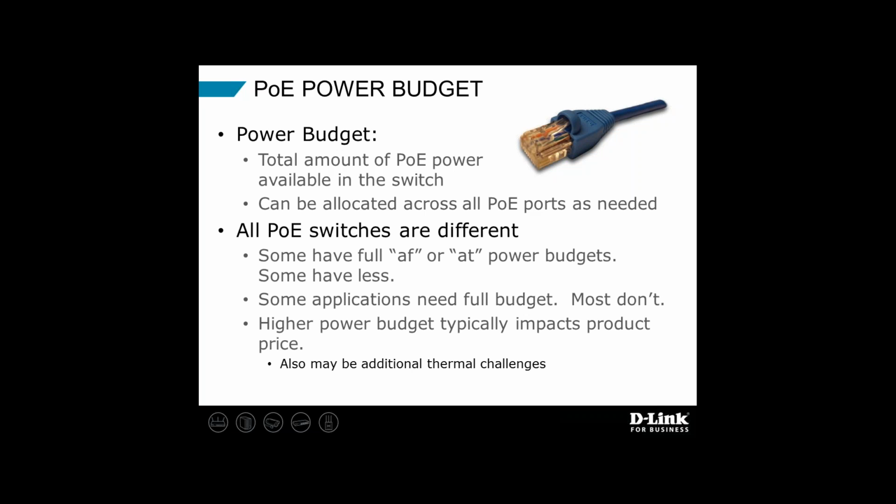Now, all PoE switches are different when it comes to power budget. Some of them actually have what would be called a full AF or a full AT power budget, meaning full AF, which is 15 watts, meaning concurrently could power 15 watts across all ports concurrently. AT, a full AT switch, would be 30 watts across all ports concurrently. A lot of PoE switches have less than that in their budget. Remember that all applications don't need a full budget.